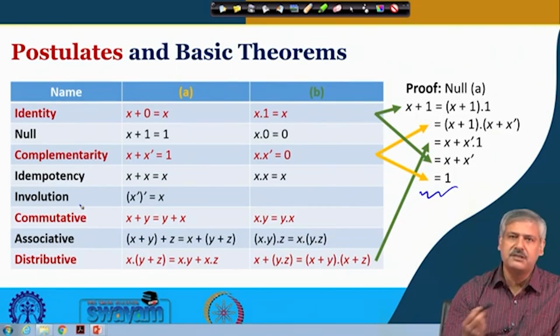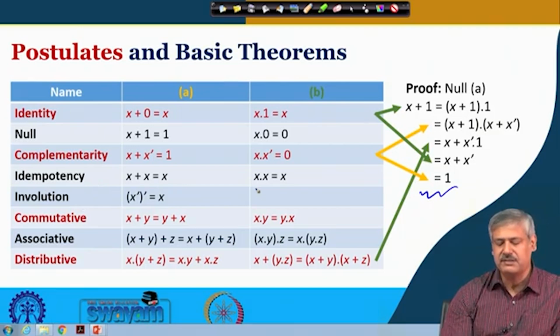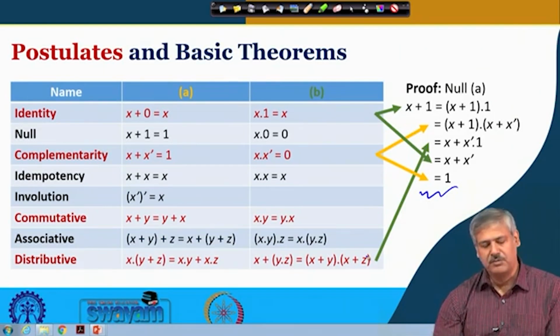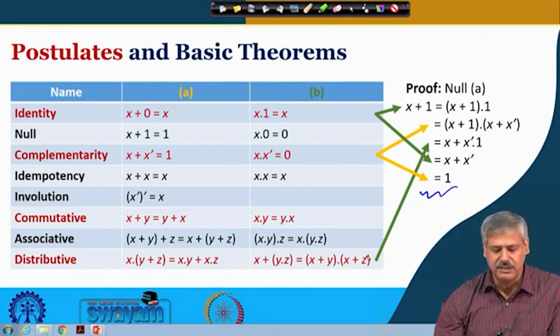Idempotency means it remains the same, that is x plus x is equal to x, and x ANDed with x is also x. Involution: the double complement is the variable itself. Commutative, we have already seen: x plus y is the same as y plus x, and xy is yx. Associative, as I said, can be derived from the postulates. Distributive comes from the postulate which we noted before. And as I said, theorems can be developed from postulates. More such theorems we shall see later, in the next slide.